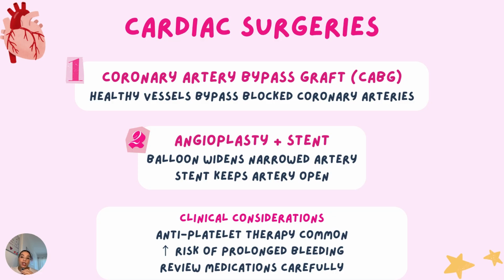So when a patient has an angioplasty and a stent placed, it's less severe and a more localized disease. It's chosen when there are 1 to 2 narrowed coronary arteries, the blockage is accessible, the artery can be safely opened, and the heart function is still relatively preserved.